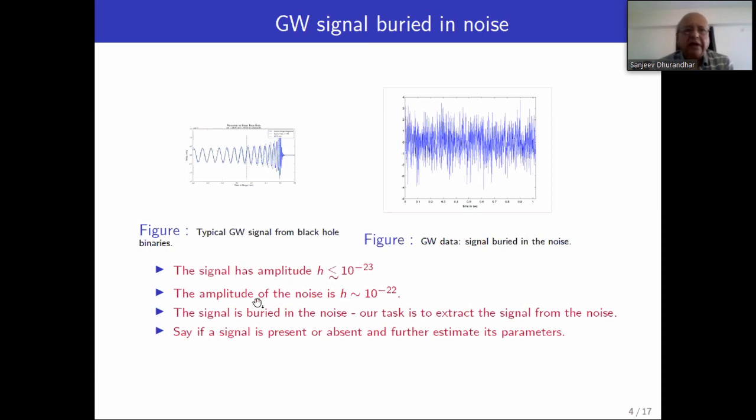So right now for this slide, the signal has an amplitude of something like h less than 10^-23, typically. But the amplitude of the noise is more, 10^-20, maybe 10 times more or 20 times more. And the signal is tiny, sitting inside it. The signal is buried in the noise and our task is to extract the signal from the noise. So what you have to say is whether a signal is present or absent, and further estimate its parameters. The estimation of parameters comes later. First, you have to answer the yes or no question: whether there is a signal in the data, or there is no signal in the data. We'll address that question in this talk.